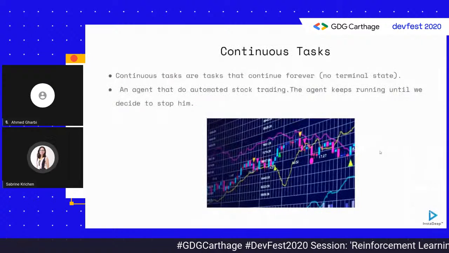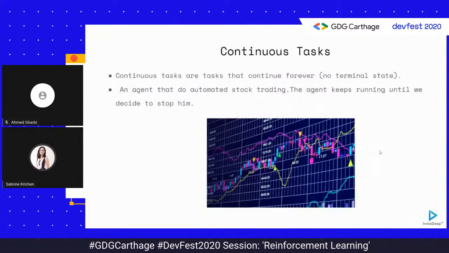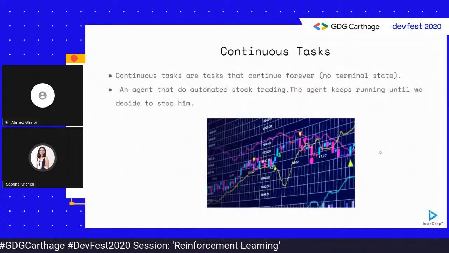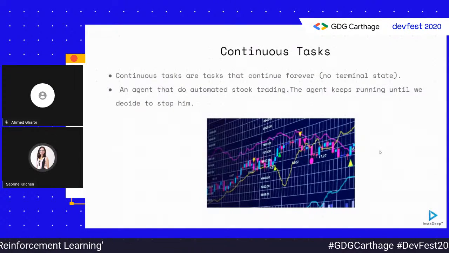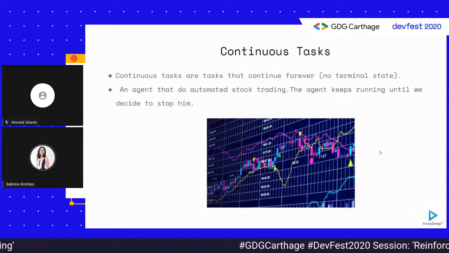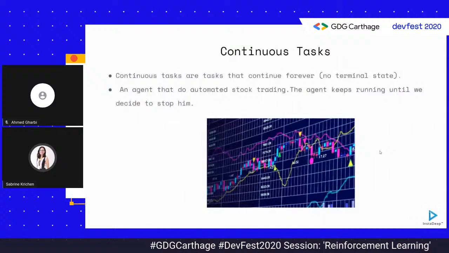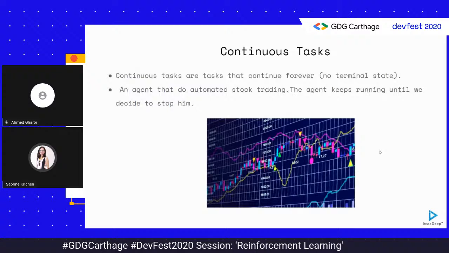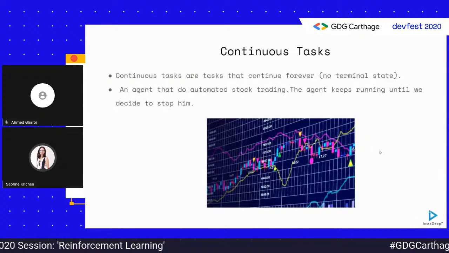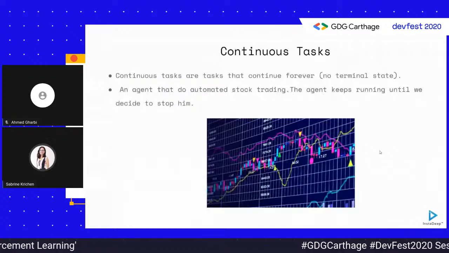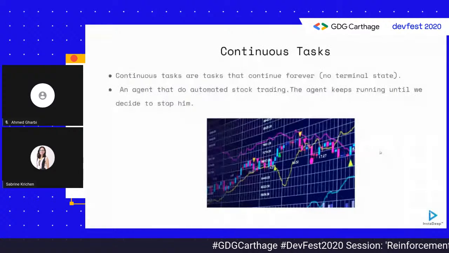And we have also continuous tasks. Those tasks continue forever, so they have no terminal state. As an example for continuous tasks, we can talk about an agent that does automated stock trading. This agent will keep running until we decide to stop him.